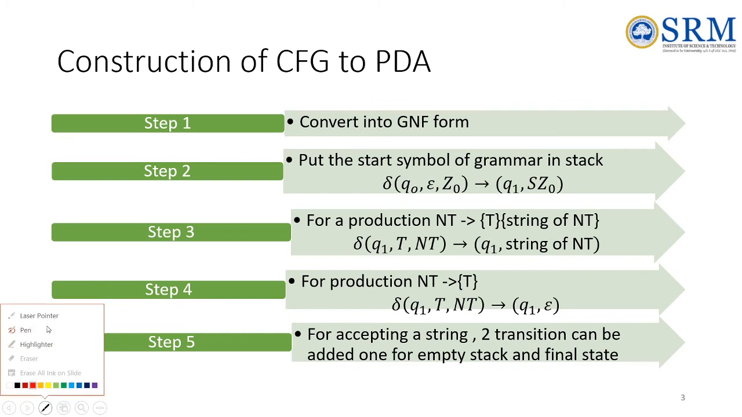Let me take my pointer. That is a state, what you are reading as input, and what is at the top of the stack. Then it goes to the next state, and the operation is either a push or a pop. Likewise, if this is NT gives T and a string of NT, with state q1, the number is not that important, T is what is written over here, and NT is what is written on the left-hand side, giving another state and the string of non-terminals.